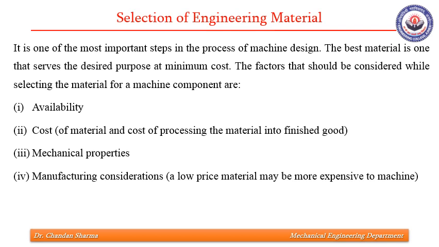Then comes cost. Best design is the design in which the cost of material as well as its manufacturing cost is minimum. So if we have chosen a material which is very costly, then it is not possible to produce that at mass scale. So cost of the component and its processing cost both should be minimum.